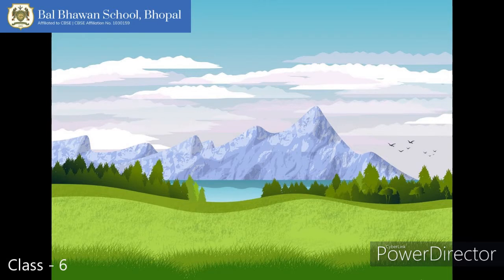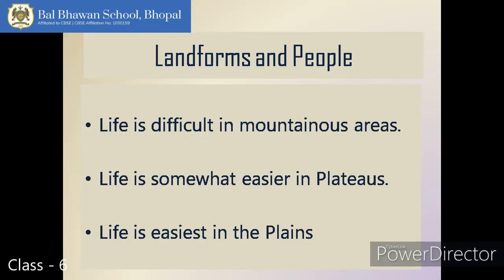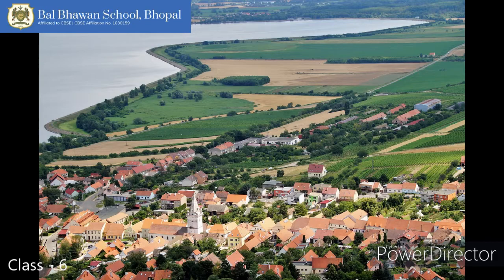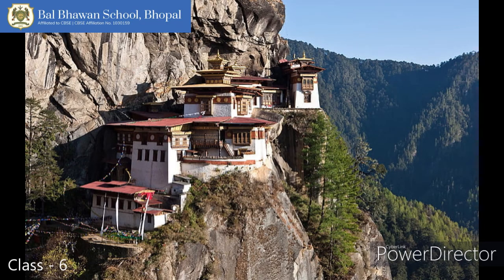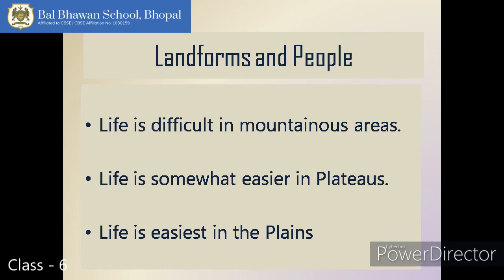Now that we have learnt about mountains, plateaus, and plains, the different kinds of landforms, it is time for us to know the relationship between the people and the landforms they live in. Humans have been living on different kinds of landforms in different ways. The rugged terrain of the mountain areas makes life a bit difficult. The mountain areas are sparsely populated for this very reason.